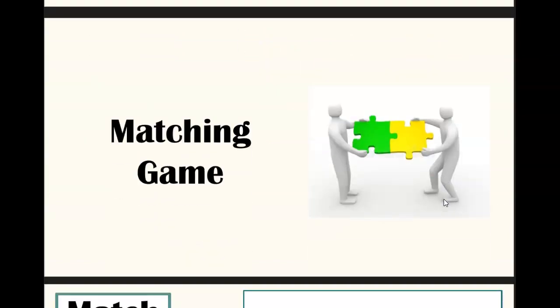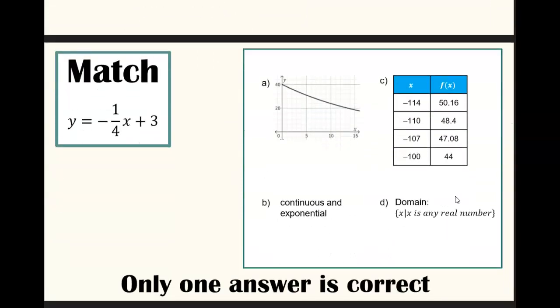Now we are going to move on to a matching game. We're going to figure out functions in different representations. So first, let's match this equation over here on the left. We're going to match y equals negative 1/4 x plus 3. We're going to match it to one of these things over here on the side. Pause the video, try to figure out which one you think matches, and then we'll go through them.